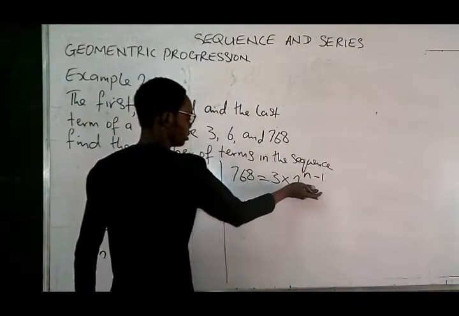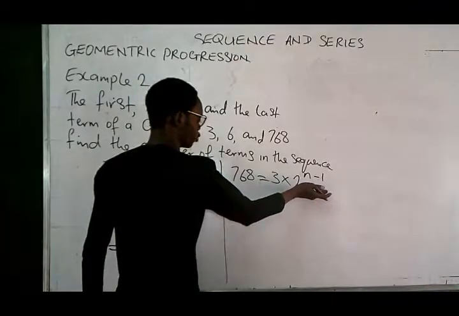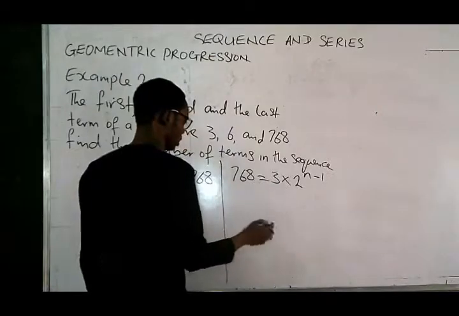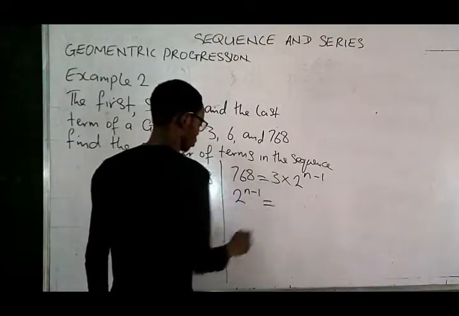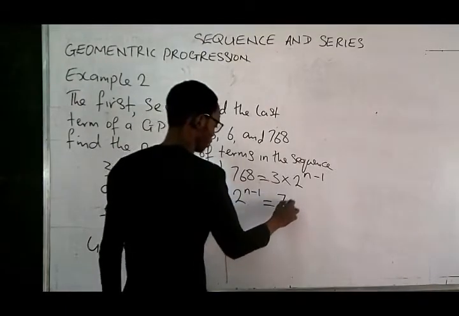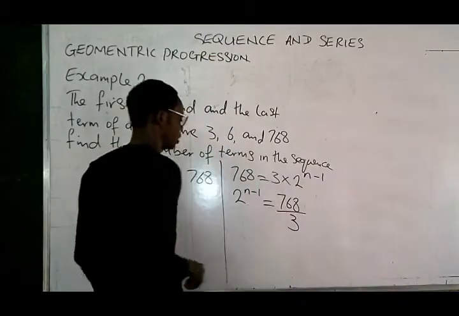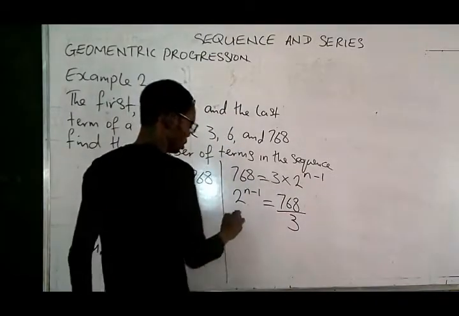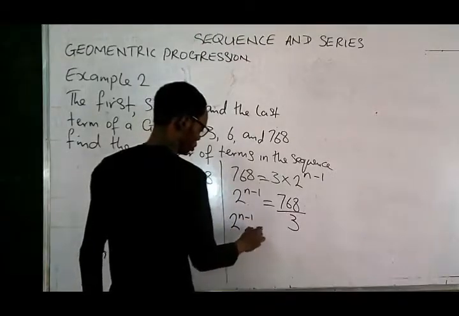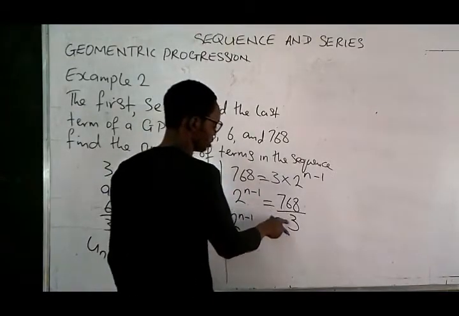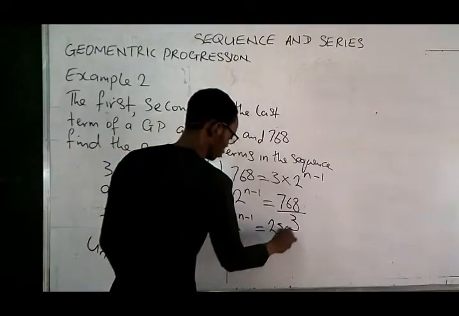Then the next thing is to make 2 raised to power n minus 1 the subject. Therefore, 2 raised to power n minus 1 is equal to 768 divided by 3, which will give me 256.